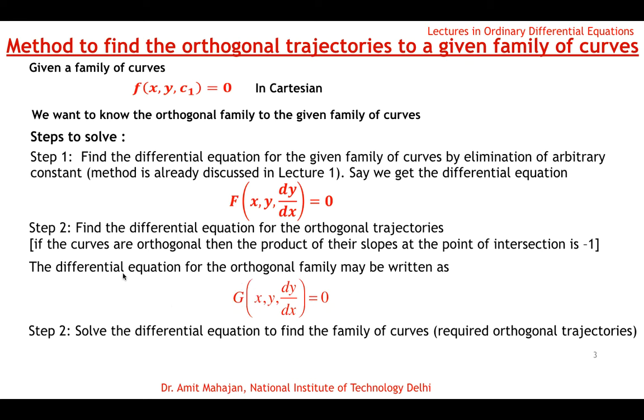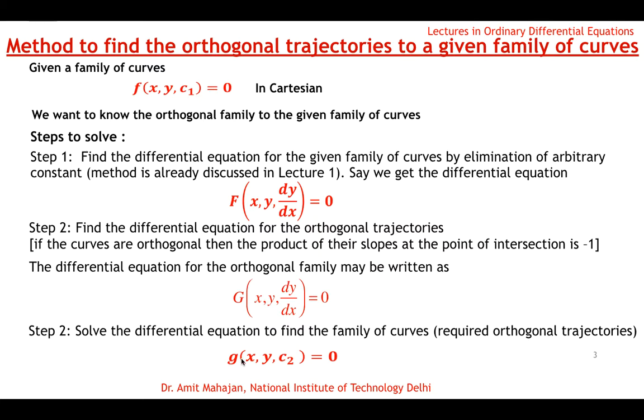Okay, and finally we calculate the solution of this. Because this is the differential equation for the orthogonal family, if we solve this to find a solution, that will be a family of curves, and this family of curves will be orthogonal to the original family. Say we get a function of x, y and one arbitrary constant c2. So this equation is a family of curves orthogonal to the given family of curves.